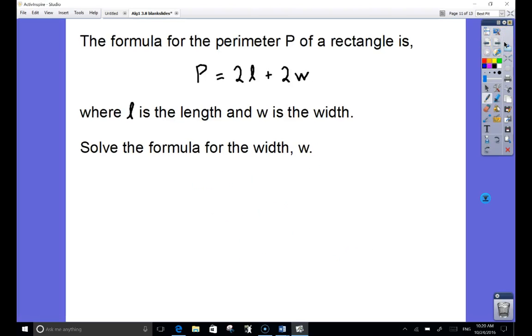Or here's the formula for a rectangle, right? The perimeter of a rectangle. P equals 2L plus 2W, where L is the length and W is the width. Okay, we want to solve for the W. So P equals 2L plus 2W. We're solving for that W. Okay, what do we need to move to isolate the W? Right, there's a 2L and there's the 2, which is multiplying. So the first step would be, let's subtract 2L.